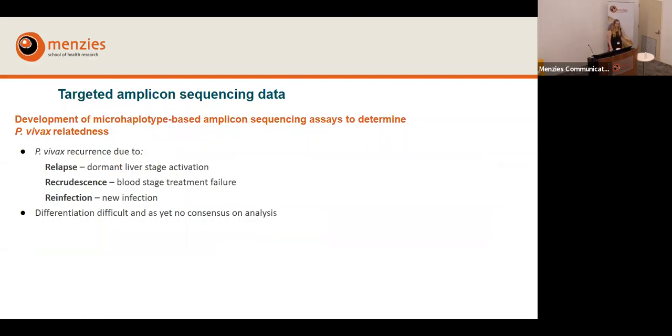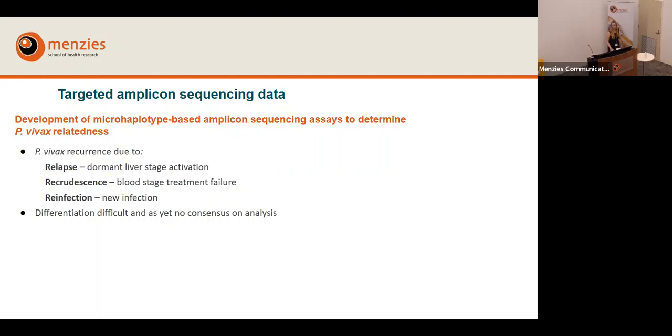Another work that I am currently involved in is analyzing targeted amplicon sequencing data. We are currently developing a microhaplotype-based amplicon sequencing assay to determine P. vivax relatedness. As you might know, malaria is caused by the parasite Plasmodium. There are 5 different species of Plasmodium, with Plasmodium falciparum and Plasmodium vivax being most prevalent. The special thing about vivax is that it tends to form dormant liver stages, and these dormant liver stages can reactivate and cause what we call a relapse.